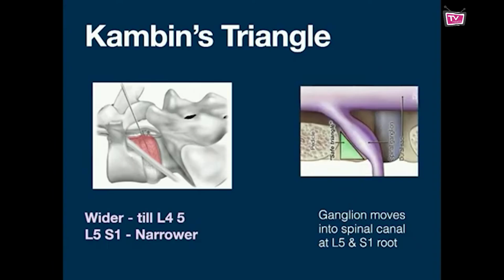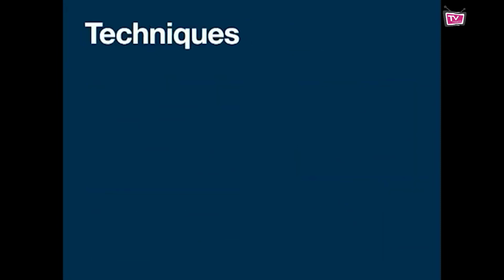The Kambin's triangle is less wide. As you go down to L5-S1, the root and the ganglion come inside the canal. So the infraneural triangle, which is the Kambin's triangle, becomes a bit narrower. But in the rest of the upper region, it is wider.